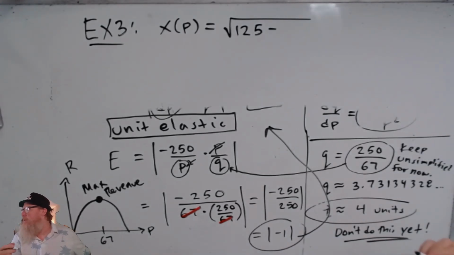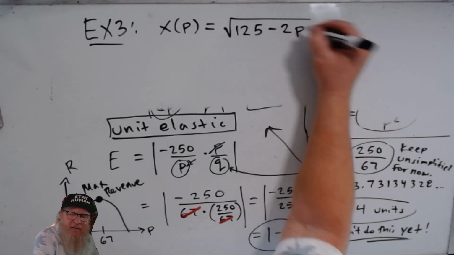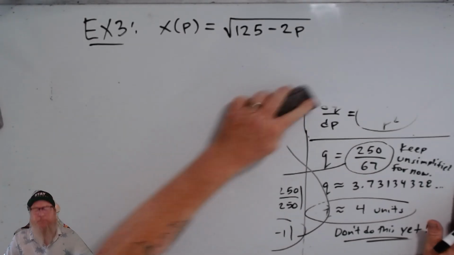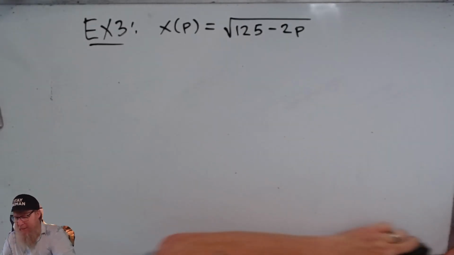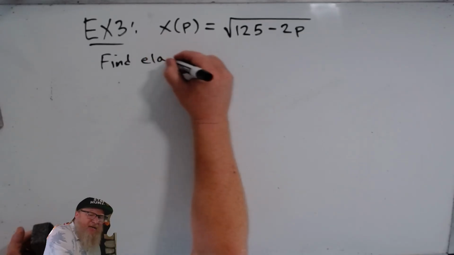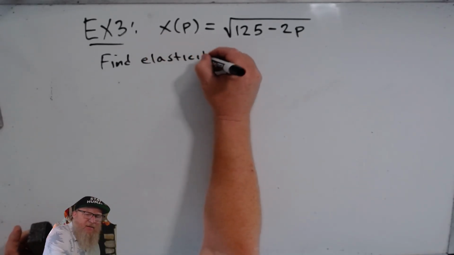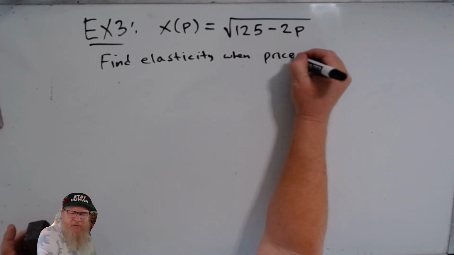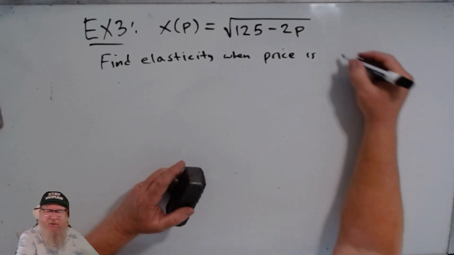So this one is a square root demand. So 125 minus 2p under the radical. Find the elasticity when the price is $36.